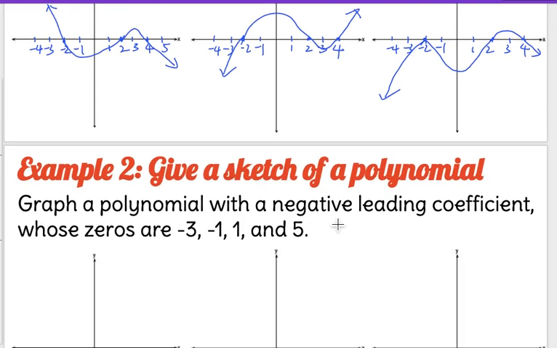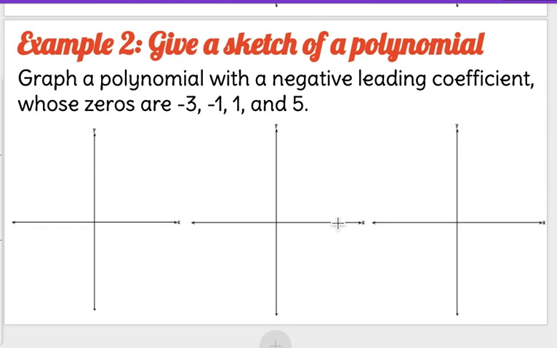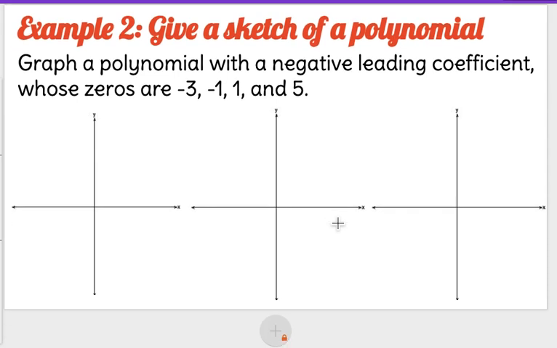Now let's check another example. This time we have more information. Besides having the 4 zeros here, we also have a negative leading coefficient. So this time, again, we need to set up the x-axis first, make sure everything is labeled. Since it's 5, I'm going to label it as 5 here and have more here. So I'm going to go from negative 3, and let's see what's going on later.